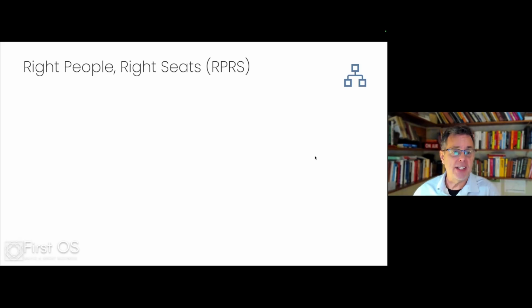And then we have this idea of right seats. We want to find all those right people, but we want to give them seats that make sense for where we are right now and what really fits for them, and that makes it easier for all of us to understand what's going on inside the organization.